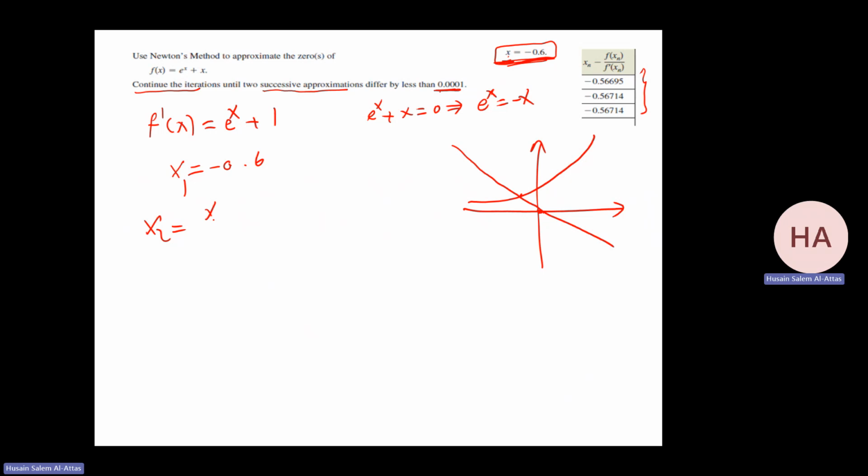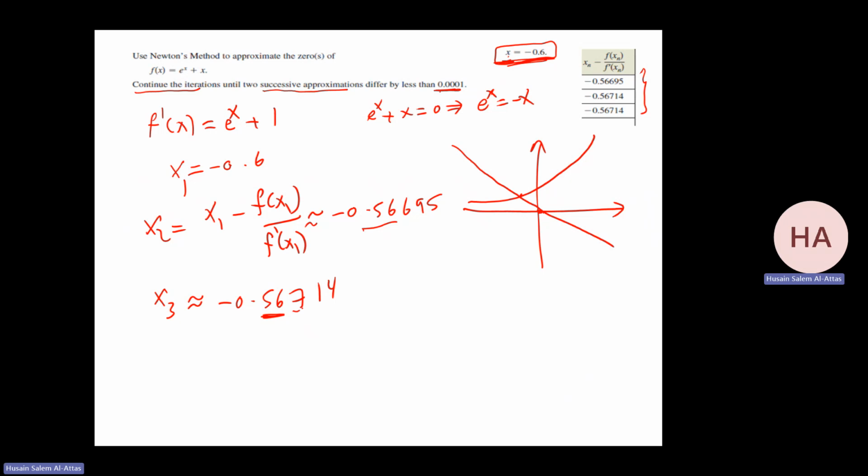So I have x2 will be x1 minus f of x1 over f prime of x1. He did the calculation, he got minus 0.56695. Okay, he did x3, he got minus 0.56714. Okay, so this and this, they agree only in these 2 digits.